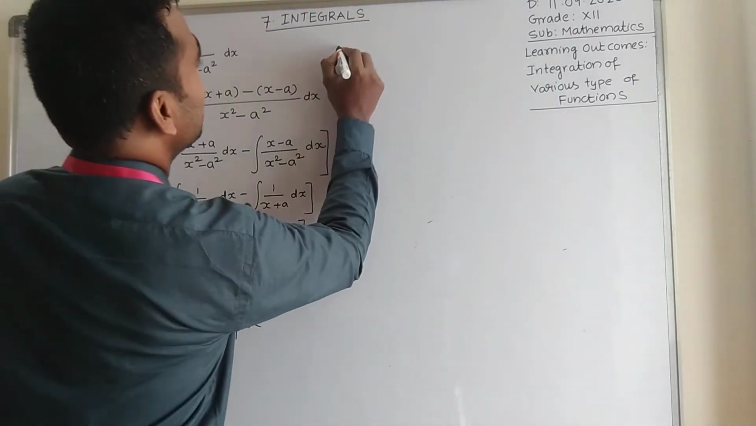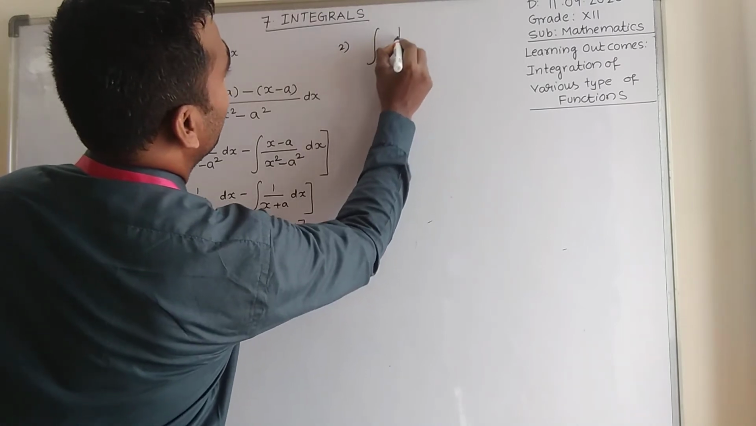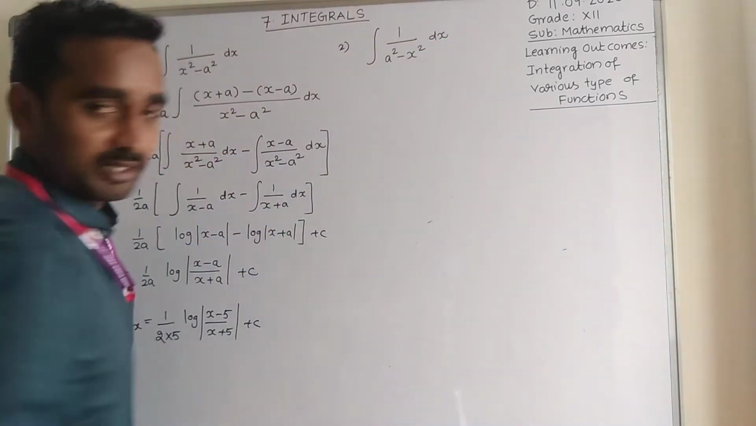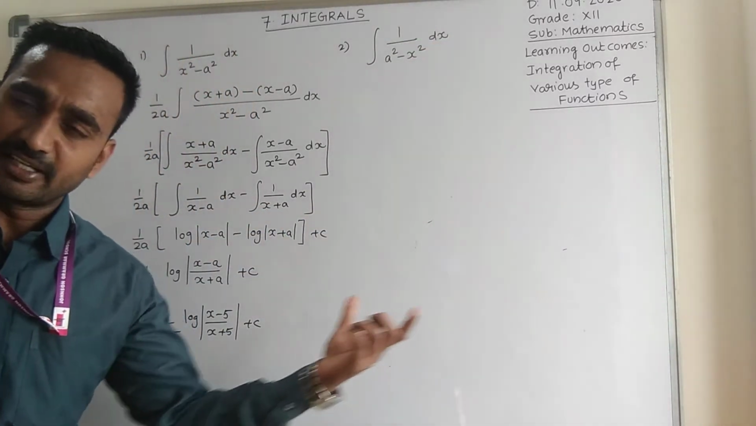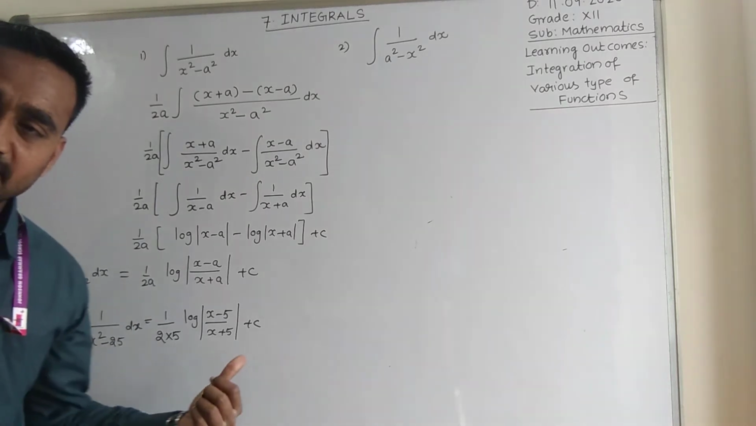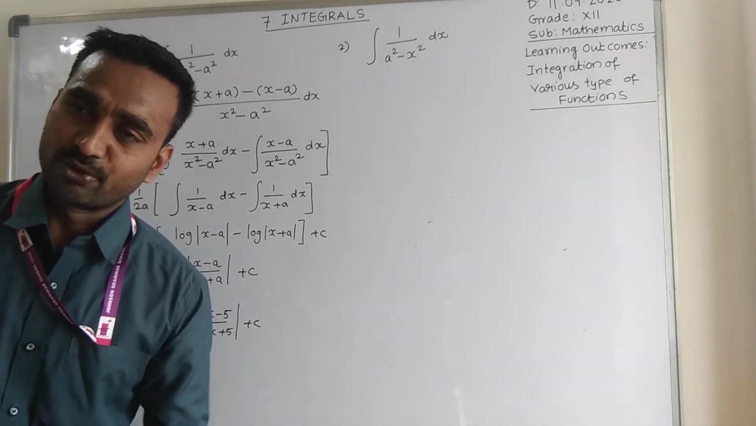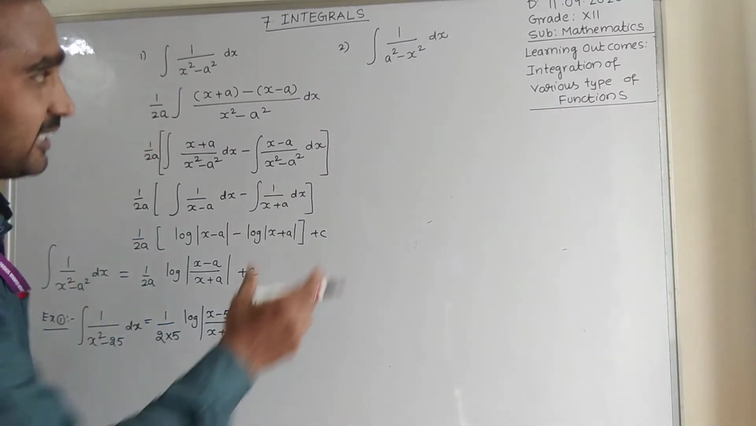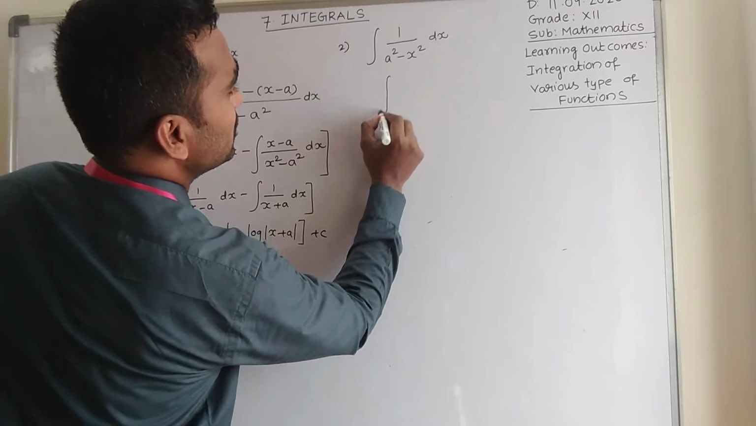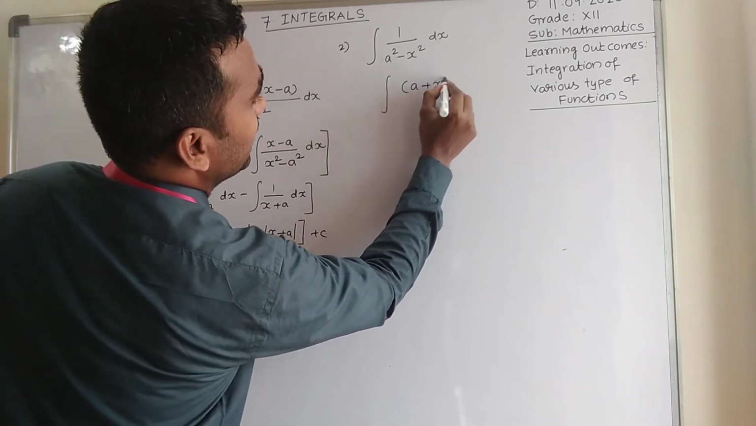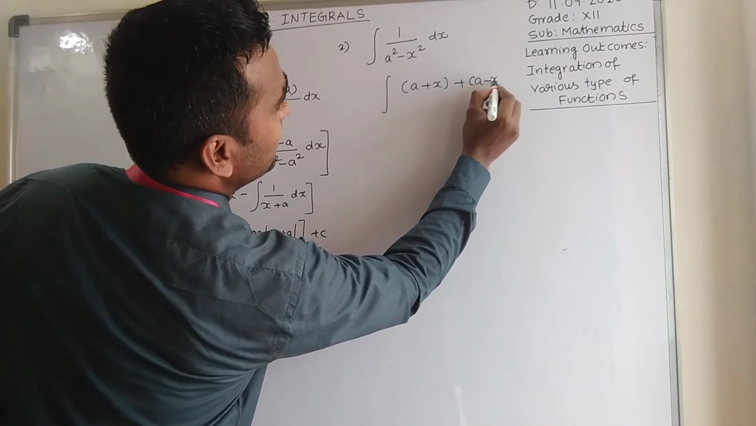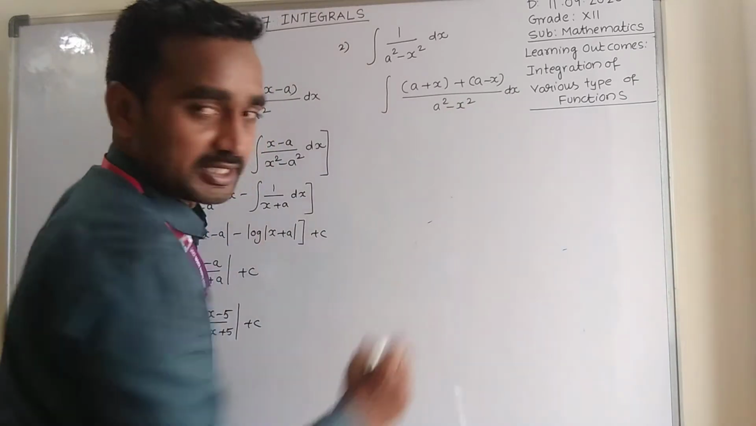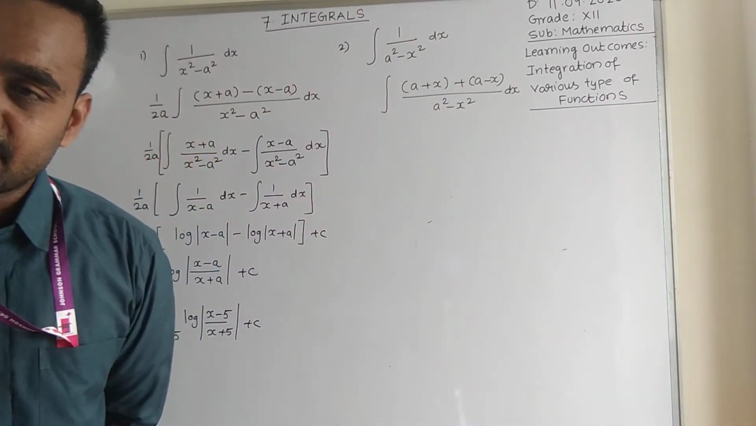And the second one, see, integral of 1 upon a square minus x square dx. So students, same, you can take minus common, and minus of log, the coefficient will become exponent, and the exponent take its reciprocal. You can do the same thing. And how to find the integral of this type of question? Same, just write a plus x and a minus x by a square minus x square and dx. So students, now see, numerator x and x cancel, still we have 2a.